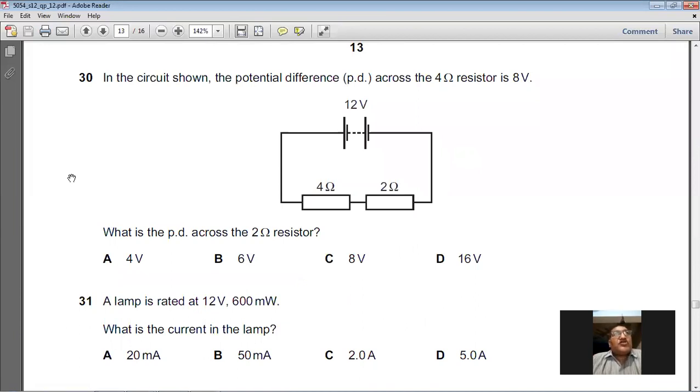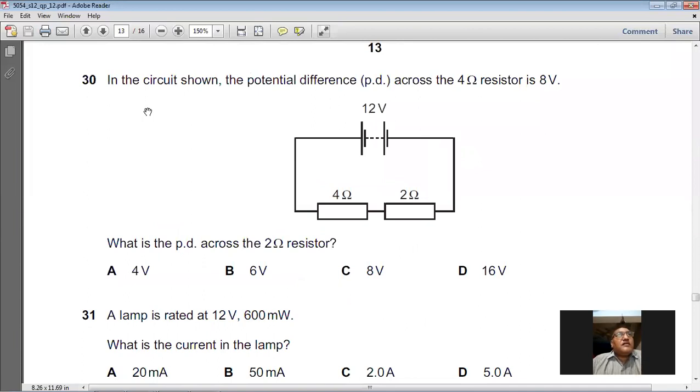Question 30 is on your screen. In the circuit shown, the potential difference across the 4 ohm resistor is 8 volt. What is the potential difference across the 2 ohm resistor? The EMF of the battery is 12 volt. So from the battery, 12 volts are coming, and the 4 ohm resistor has taken 8 volt.